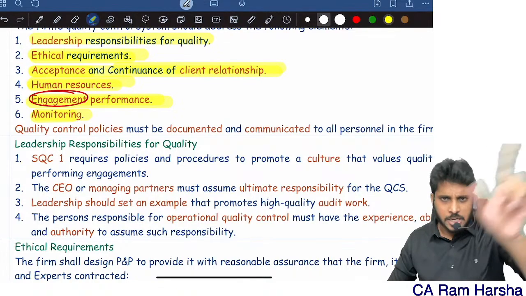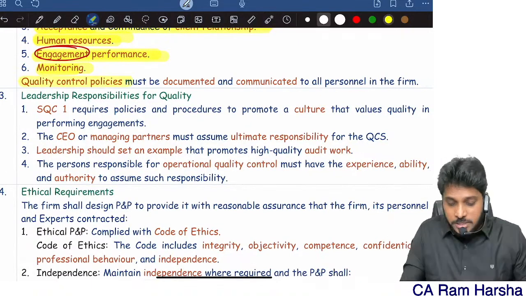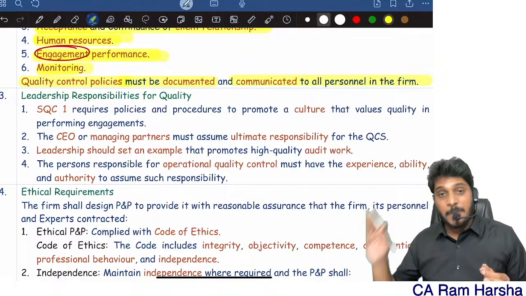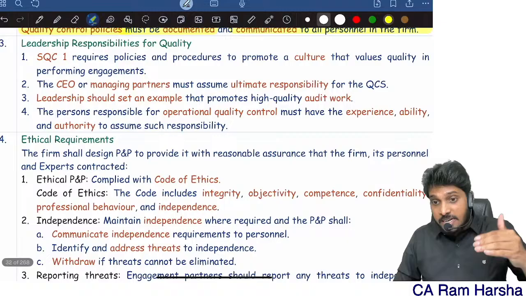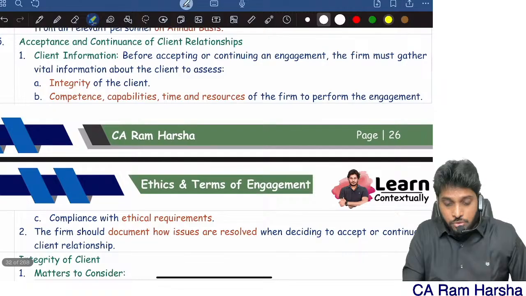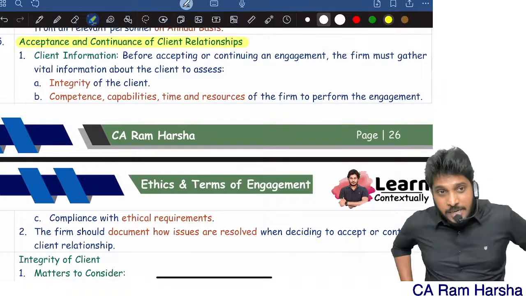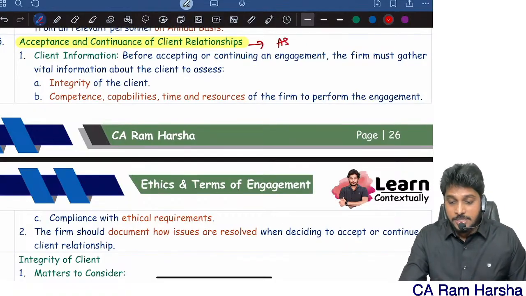Okay, that's it. Now, remember, these quality control system policies must be documented, and they must be communicated by the firm to all its staff, partners, articles, paid assistants, to everybody. Now let us discuss each and every element. What are the elements of quality control? The most important element in quality control is acceptance and continuation of client relationship. This point you will once again see in the audit engagement, audit strategy, audit planning, audit program topic.